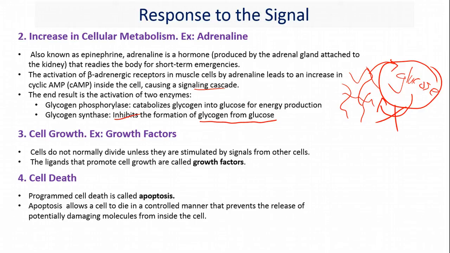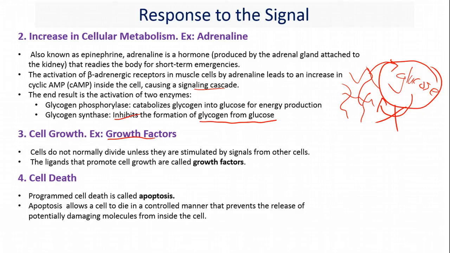So the third response a cell can have is cell growth. This is started or activated by growth factors, which are very, very strong signals. So cells don't normally divide unless they are told to do so. Cells in their resting state are not prone to divide. So if they get a growth factor, that's actually going to tell the cell that it's time to grow and divide into two cells. One of the last things that a cell can be told to do is to die.